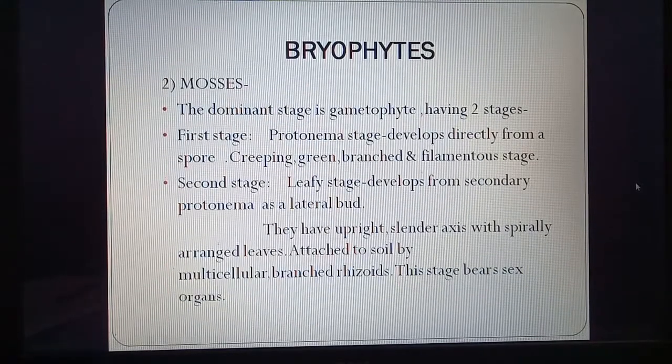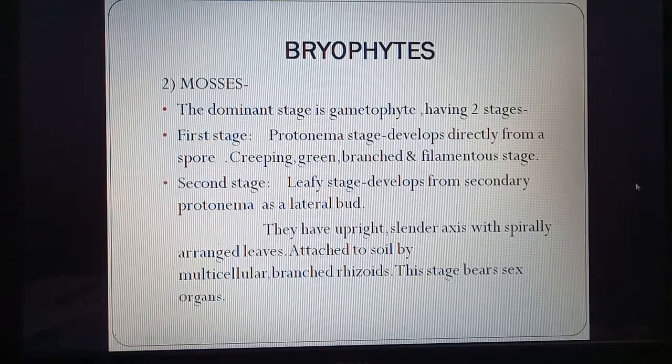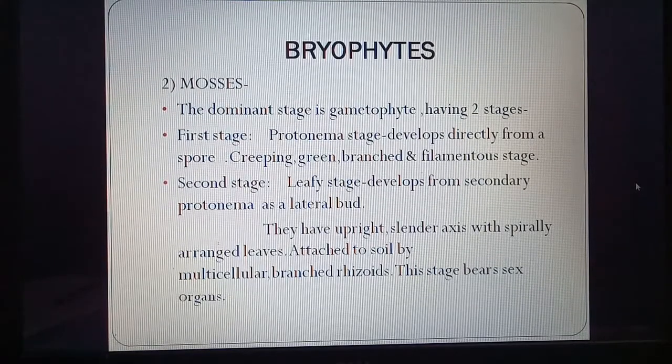The second category is mosses. Now the dominant or main stage is gametophyte. So mostly they remain in the gametophyte condition. The first stage is protonema. It develops directly from spore. So when the spore germinates, the protonema stage is formed. How can we identify protonema? It is a creeping stage. Creeping means crawling on the ground. It is a green, branched, filamentous thread-like structure.